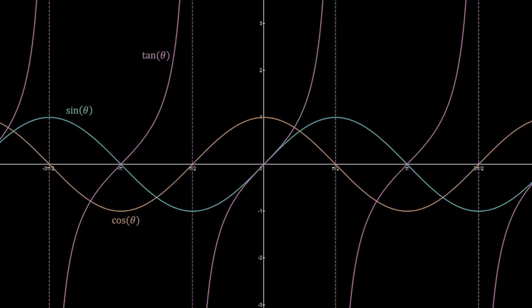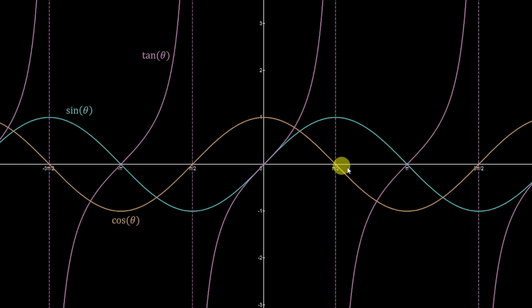Do they go down to negative infinity? Say in 0 to pi over 2, we know that it has to go to positive infinity because sine divided by cos in this region, the graph of cosine is positive, the graph of sine is positive, so the tangent has to be positive. So I know that in this region, it's going to positive infinity.